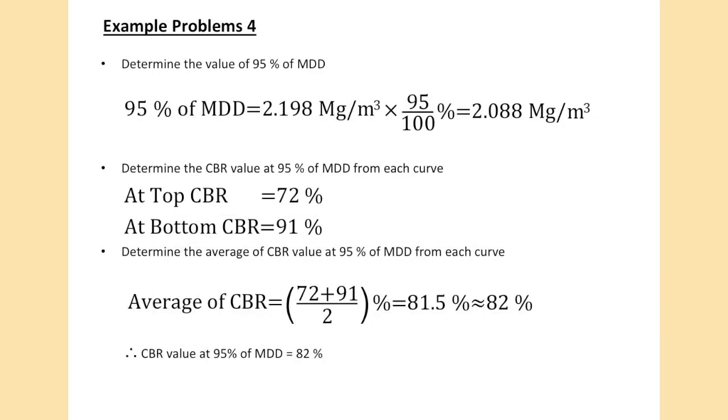The final step is to determine the average value of CBR at 95% of maximum dry density from both layers. As you can see, the CBR value at 95% of MDD is 82%. With this, we have completed all the exercises on compaction and CBR.